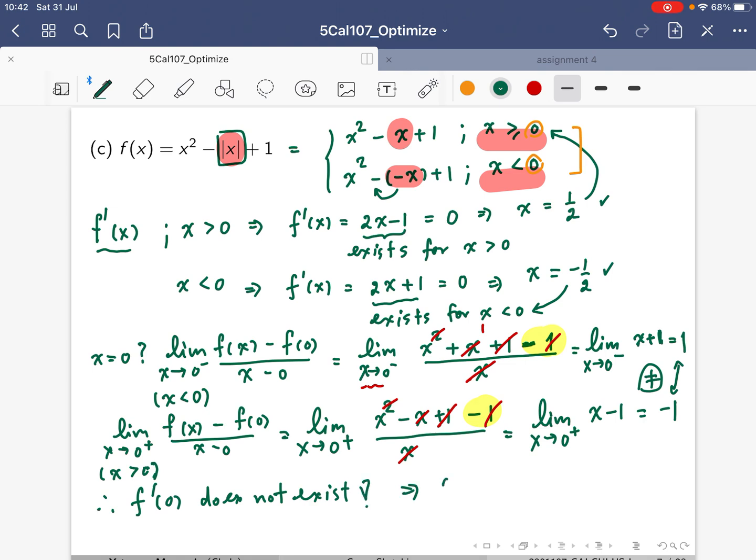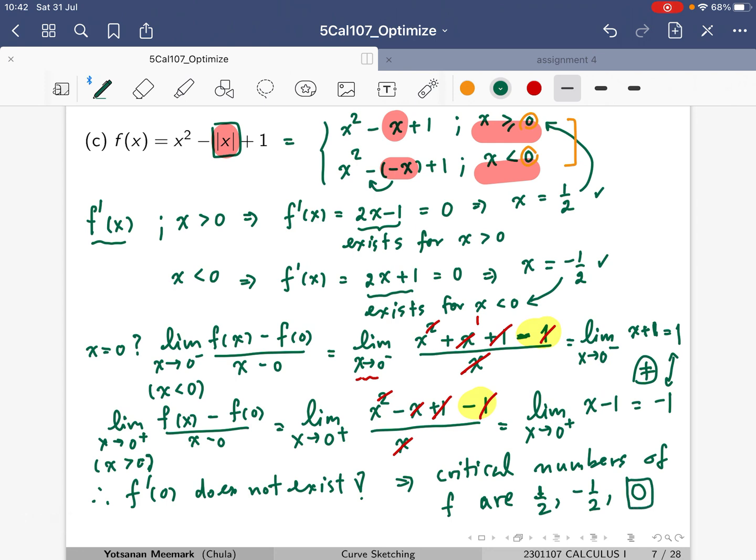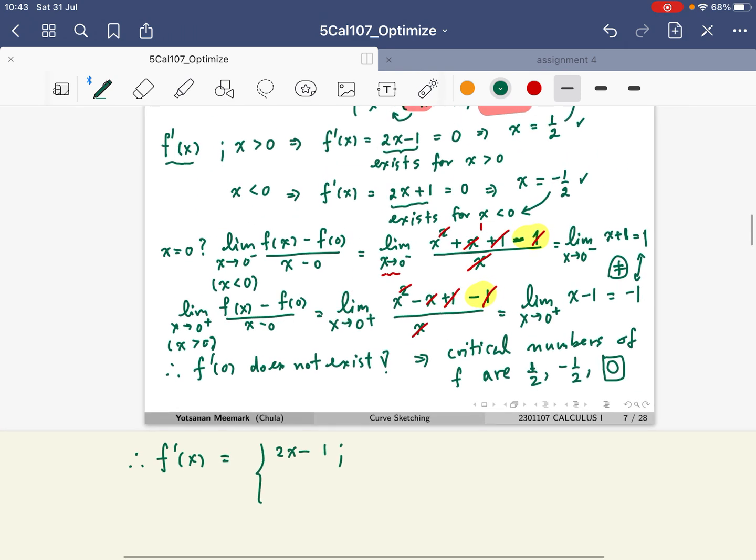Okay, so it means that now the critical numbers of this function f are 1/2, negative 1/2, and 0. So you got three of them, and for this function you also have the point where the derivative does not exist. Let me write down the f prime again so that we can easily look at the sign of your f prime.